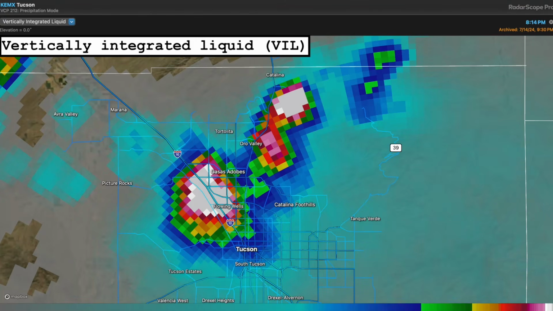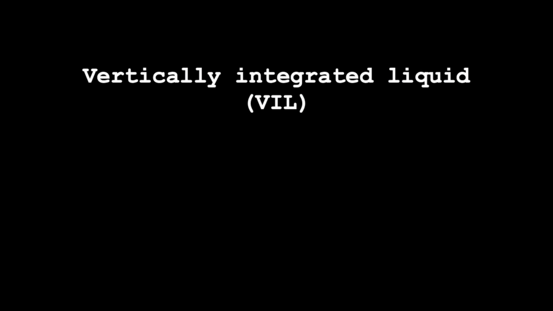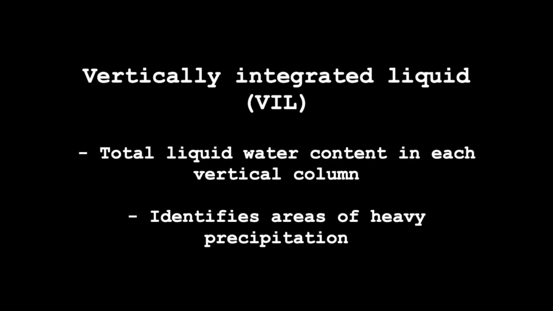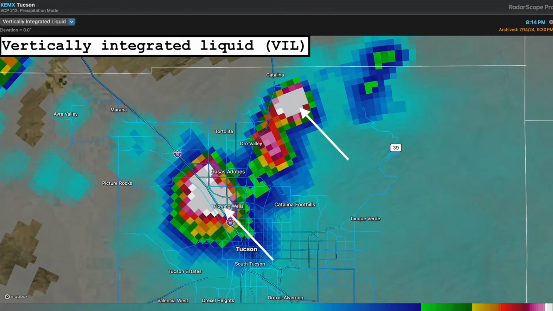The next derived product is called vertically integrated liquid, or VIL. The VIL product estimates the liquid water content in each vertical column of radar data by integrating the reflectivity values at all elevation angles in each column. Therefore, VIL is a good indicator of heavy precipitation in convective storms, with higher values representing heavier precipitation. VIL is a measure of mass per unit area, with units of kilograms per meter squared.